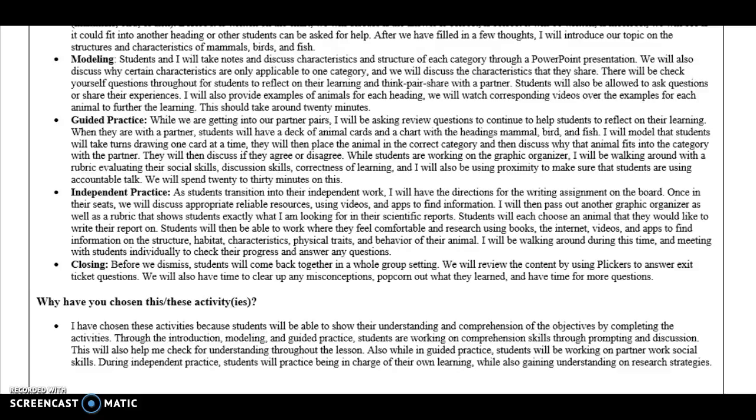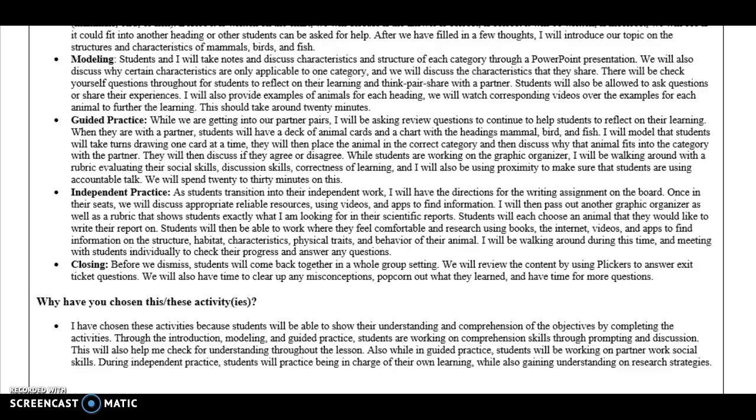Independent practice. As students transition into their independent work, I will have the directions for the writing assignment on the board. Once in their seats, we will discuss appropriate, reliable resources using videos and apps to find information. I will then pass out another graphic organizer as well as a rubric that shows students exactly what I am looking for in their scientific reports.